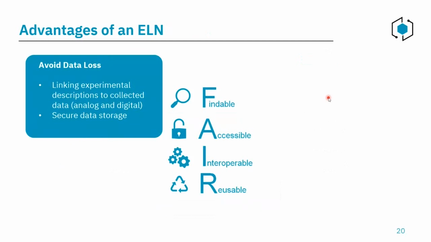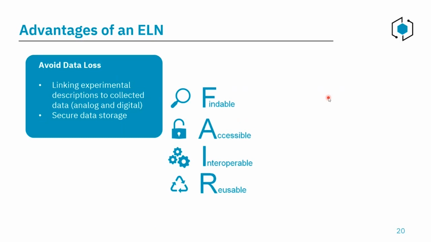So let's have a brief look at some advantages of an ELN. First and foremost, an ELN is a documentation tool. It links experimental data to experimental descriptions. The classic case at the moment is you have a paper lab notebook with an experiment code, and the data set will then be on the server somewhere.